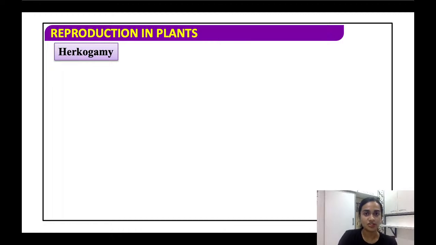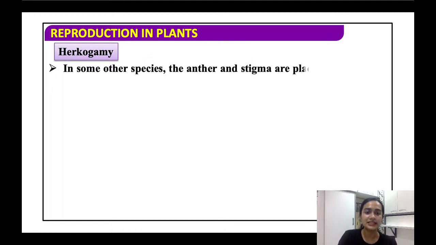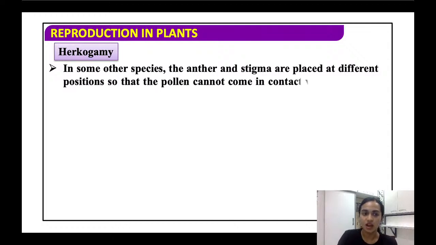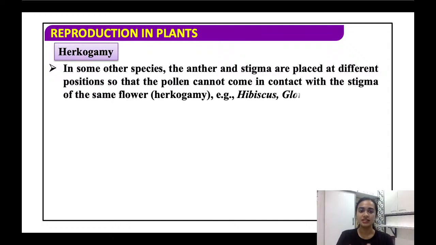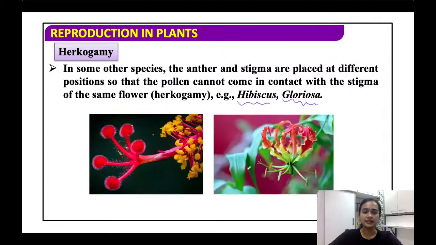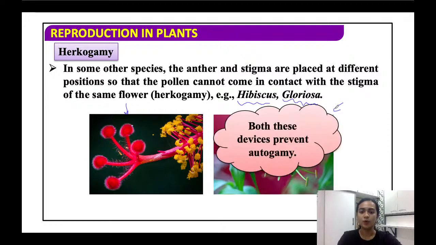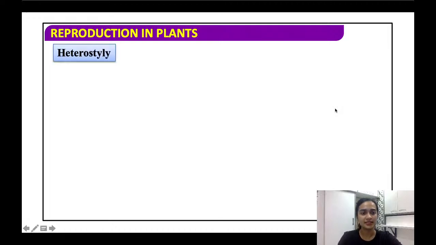Coming to the next adaptation to prevent self pollination, this is when the anther and the stigma are placed at different positions. Just imagine if the anther and the stigma are in opposite directions. Because both are non-motile, there is no chance that they will come in contact. In simple terms, that is hercogamy. The best examples are hibiscus and gloriosa. This is an example of hibiscus and this is gloriosa. Both prevent autogamy. Autogamy means self-pollination.